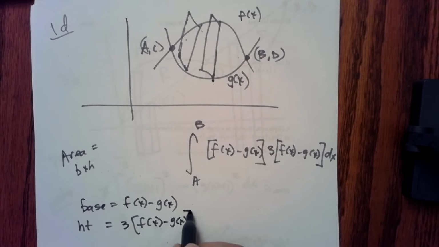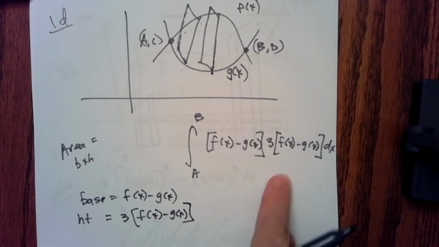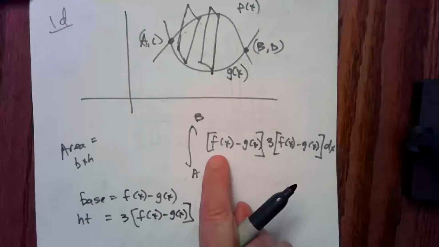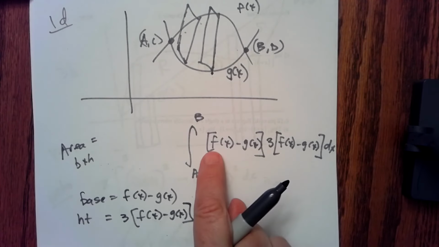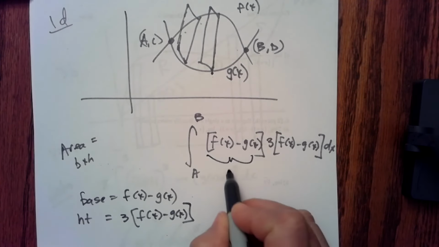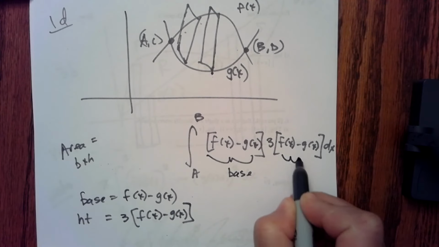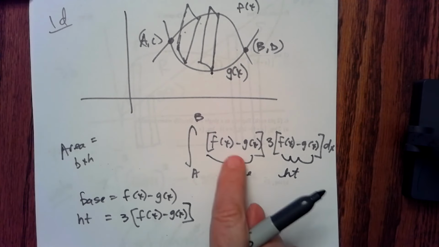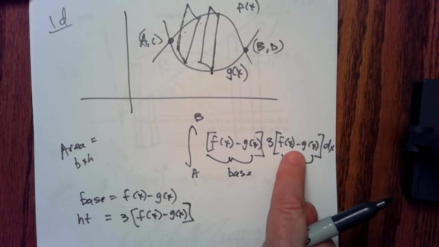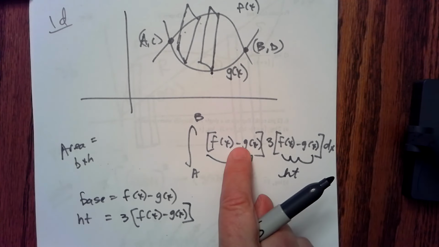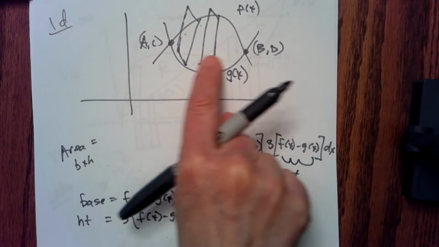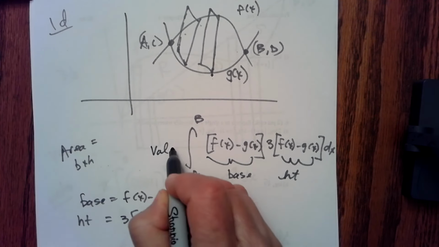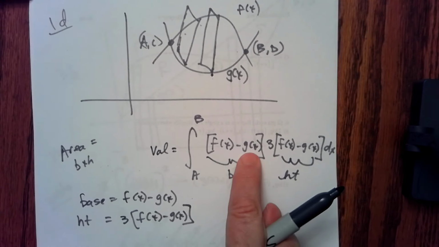So the area of my rectangle, now if I sum up these areas of these rectangles, here's my base. This would be my base. And this is my height, the 3 times whatever the base was. These together, multiplied together, is the area of one little rectangle. I'm summing up a large number of them. So I have the integral from A to B, and then I have the base here and the height, dx.